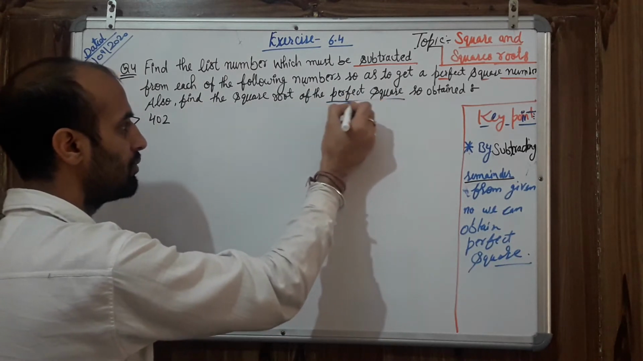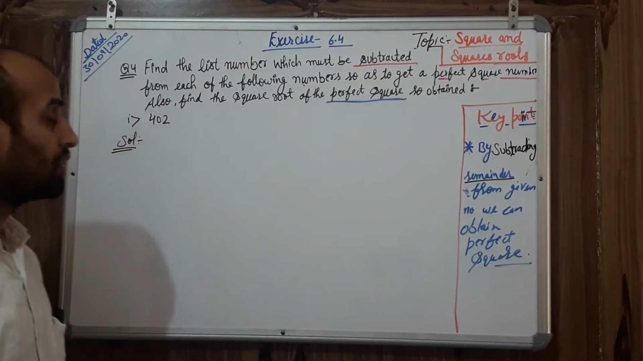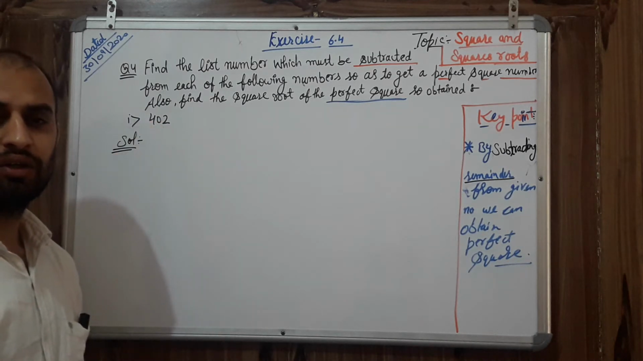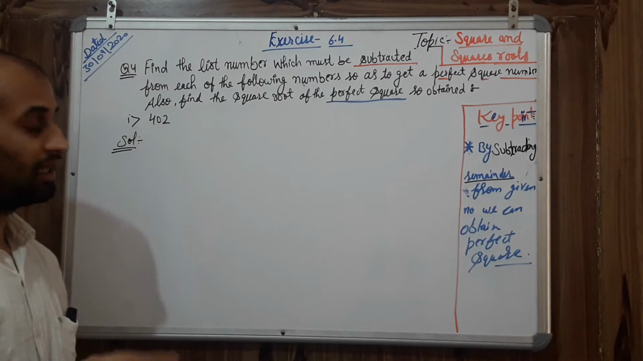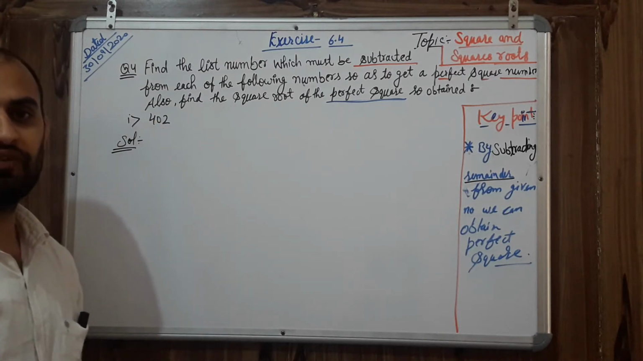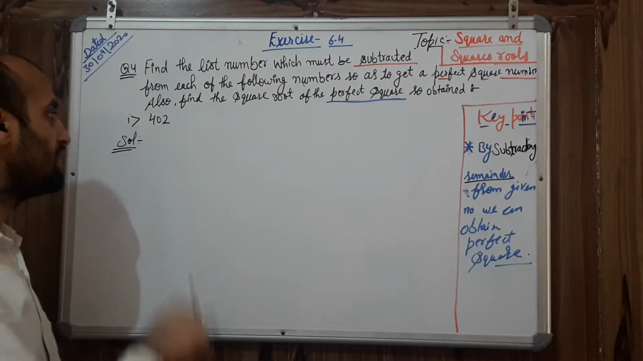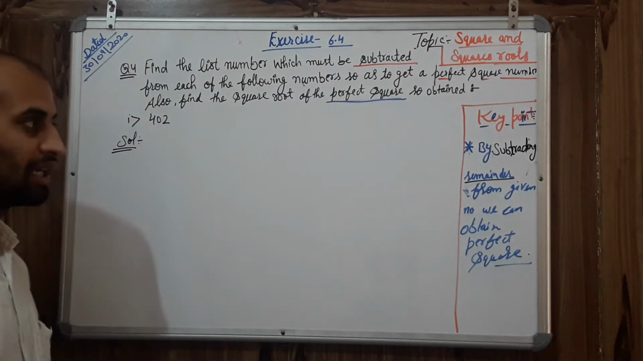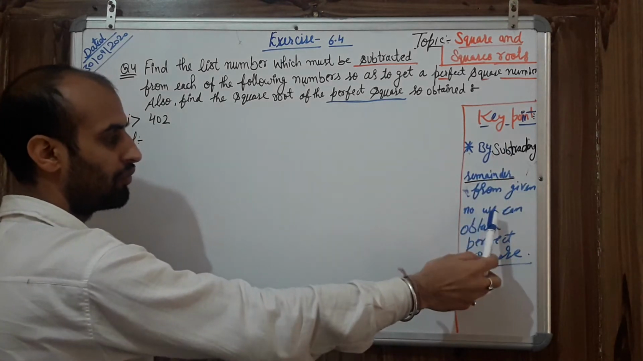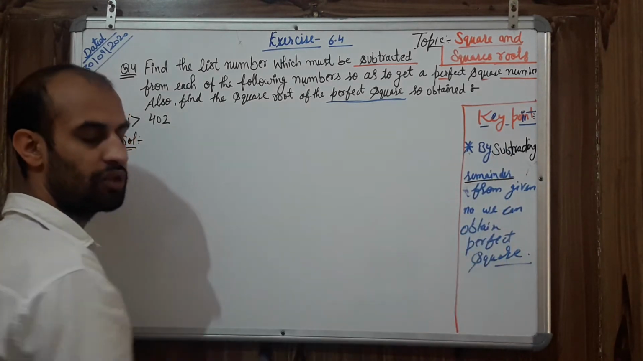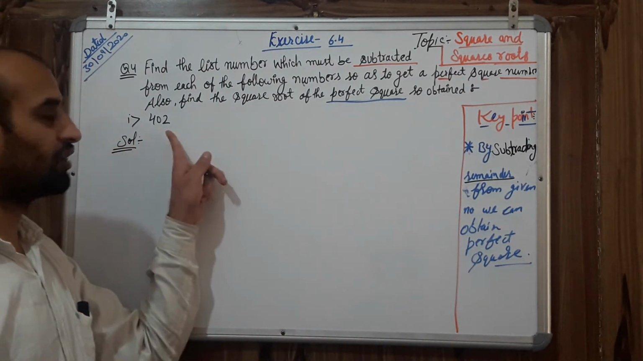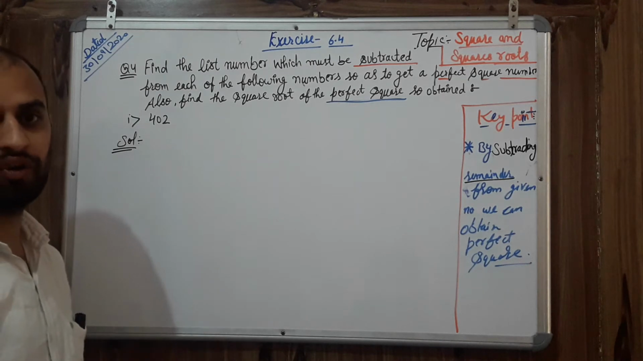So this is the question given to us, and the number provided is 402. Our task is to find the least number which, if we subtract it from this given number, gives us a perfect square number. To solve this question we have one key point. The key point is that by subtracting the remainder from the given number we can obtain a perfect square number. This is a very important line. This line is going to play a role in finding the answer. So first we must know about the remainder.